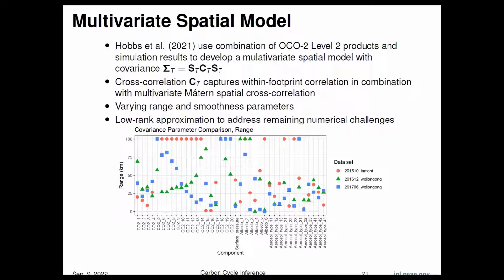What we have here, this sigma t, is a covariance that encapsulates this multivariate spatial covariance structure. The CT is actually a correlation, and the ST is just a diagonal matrix with standard deviations in it. In addition to estimating the parameters here, we had to apply an additional low rank approximation to get the resulting sigma t.